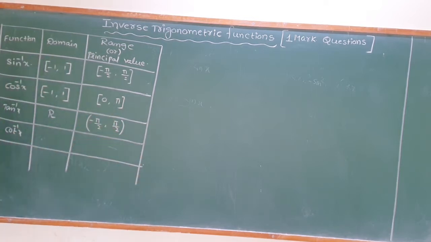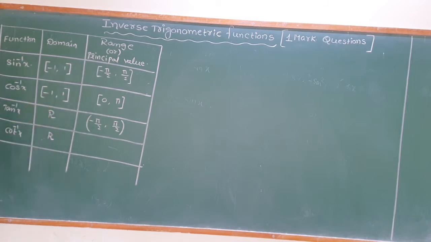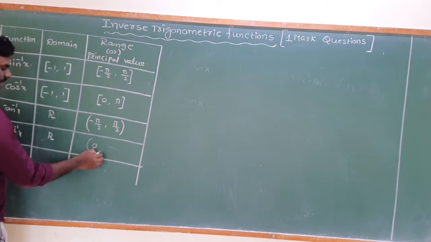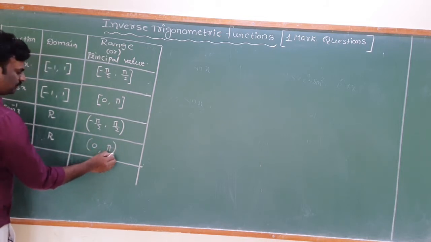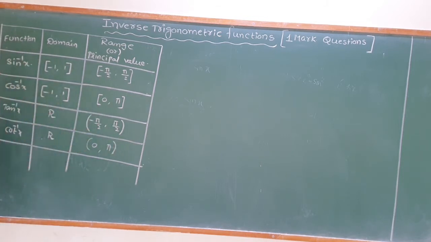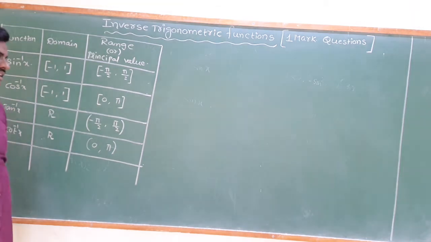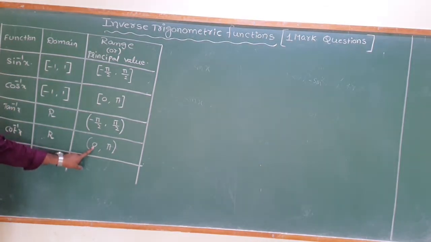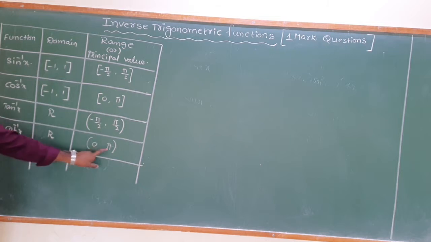Next, cot inverse x. The domain of cot inverse x is real numbers, but range is open bracket 0 to pi. Here also the same logic. Why did I mention open bracket? Because cot 0 value is infinity, cot 180 value is minus infinity. Okay.